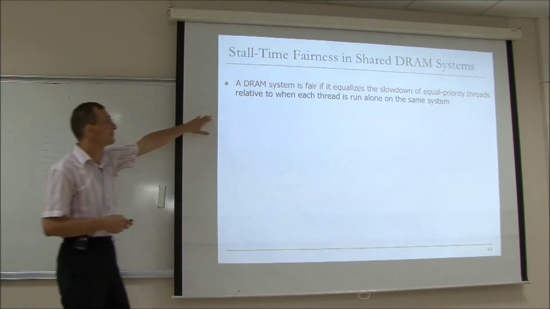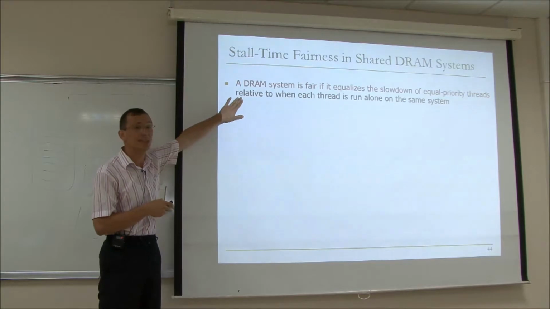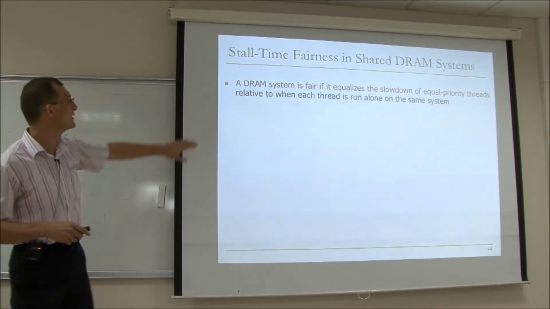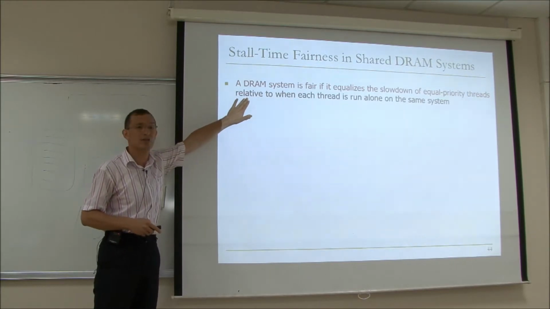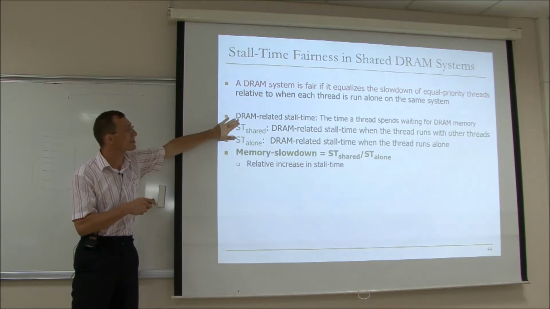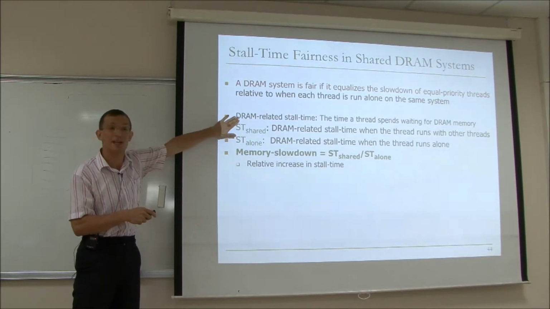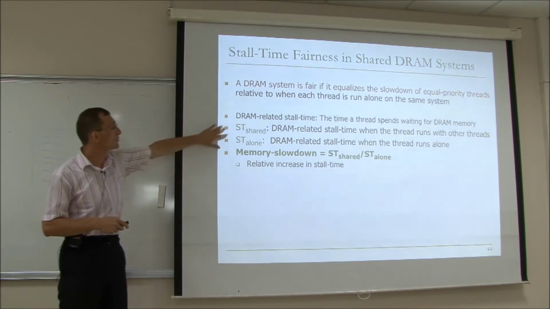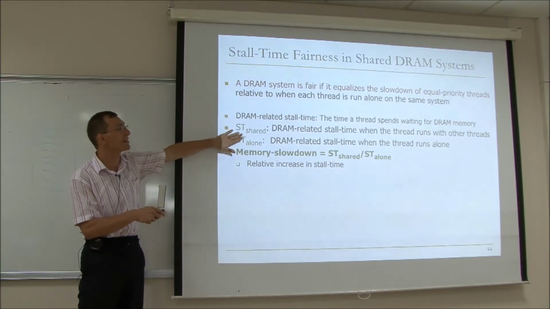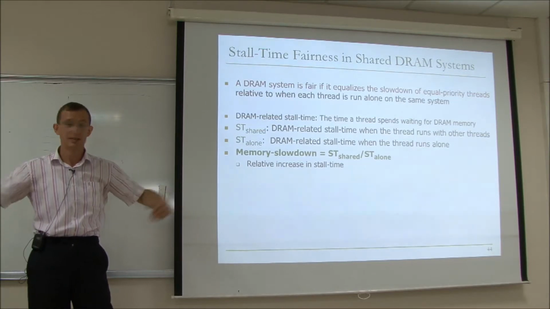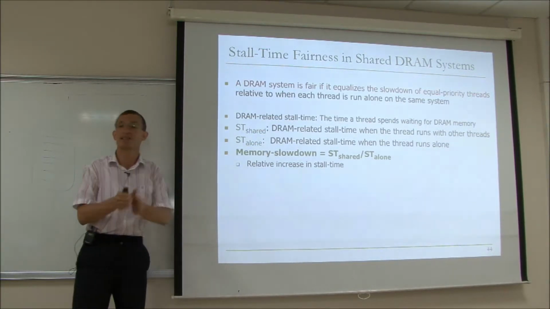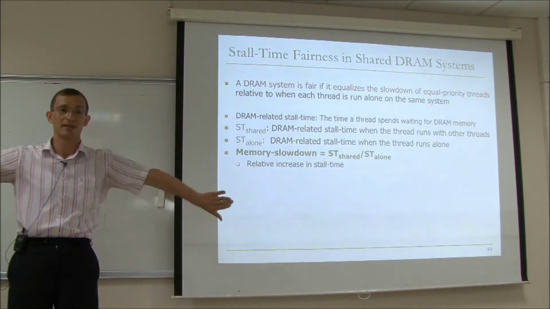We've designed a DRAM system to be fair if it equalizes the slowdown of equal priority threads. Equal priority is very important, relative to when each thread is run alone on the same system. So I'm going to define DRAM-related stall time as the time a thread spends waiting for DRAM memory. And you have two versions of this. One is stall time shared. This is the DRAM-related stall time when the thread runs with other threads. And the second one is stall time alone. This is the DRAM-related stall time when the thread runs alone on the same system. You don't have any other threads on any core.